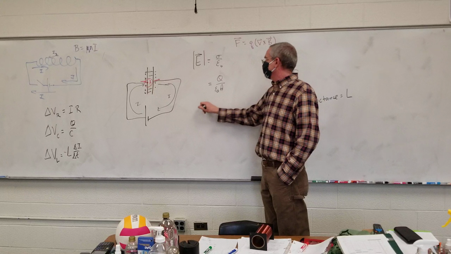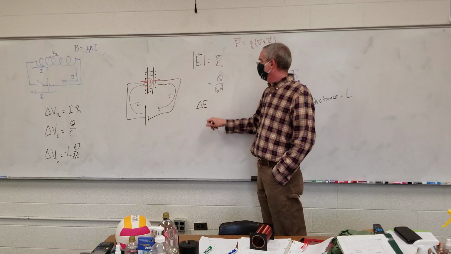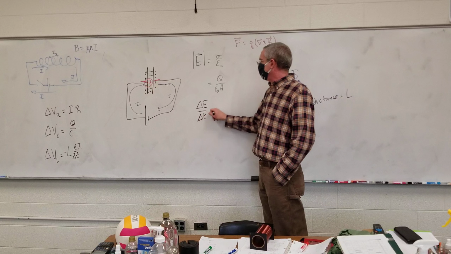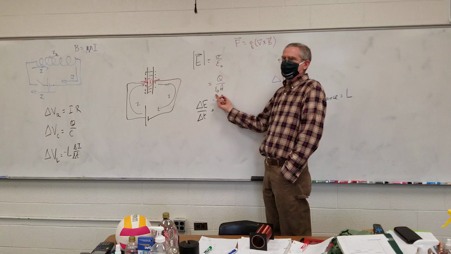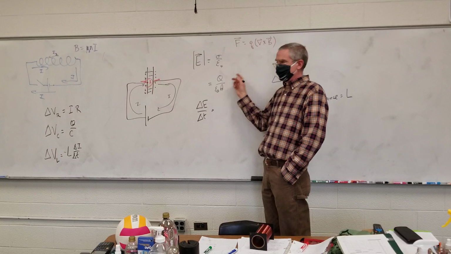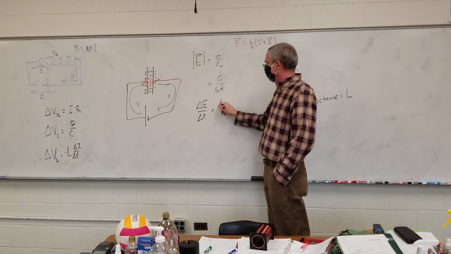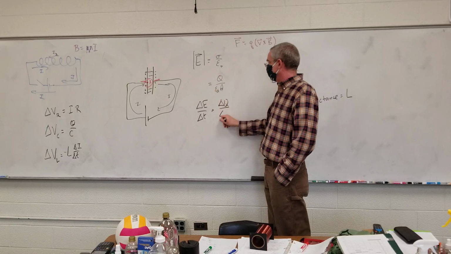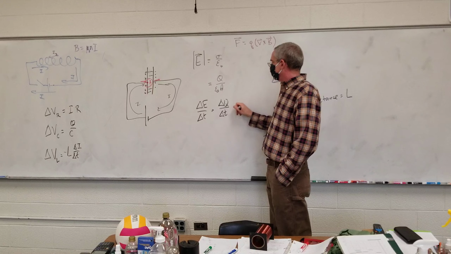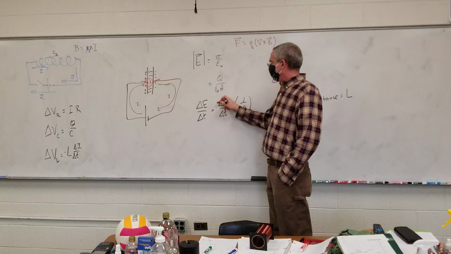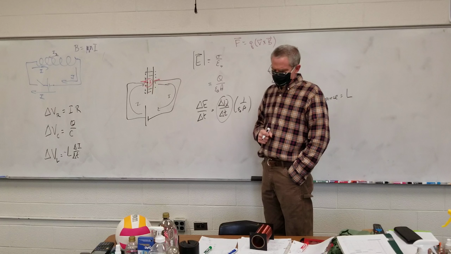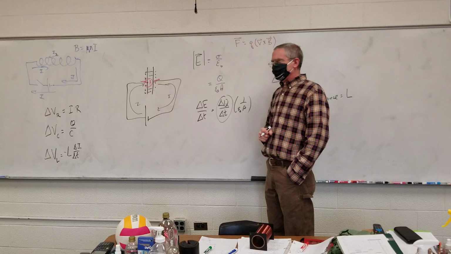So if I looked at the change in my electric field over the change in time, the area is not changing, my permittivity is not changing, so the only thing that would change is the amount of charge that's showing up on the plates. So that would be the change in the amount of charge on the plates over time times 1 over epsilon sub naught A. And what is change in charge over change in time?